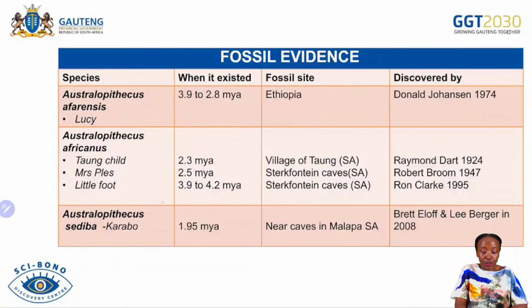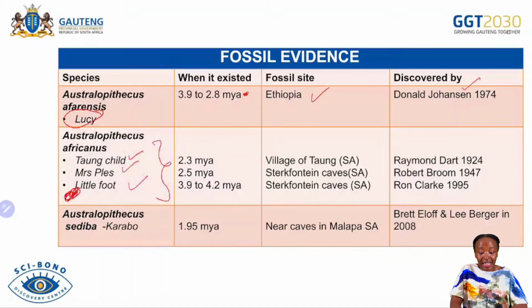Hence we are looking at all these, and the type of evidence we're looking into currently is the fossil evidence. This Australopithecus afarensis, which we commonly refer to as Lucy, when did it exist? About 3.9 to 2.8 million years ago. It was found in Ethiopia by Donald Johanson. Then we have the Australopithecus africanus, where we're looking at three specimens commonly known as Taung Child, Mrs. Ples, and Little Foot. All three are very important because these were found in South Africa.